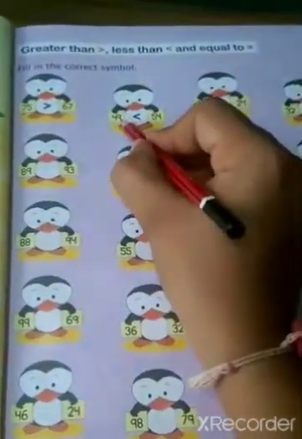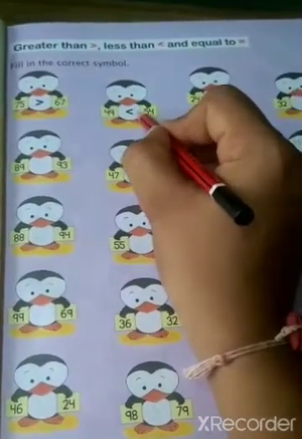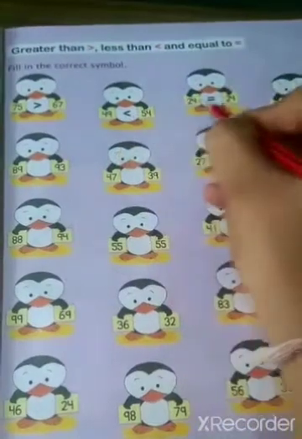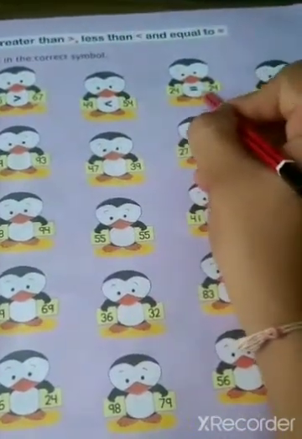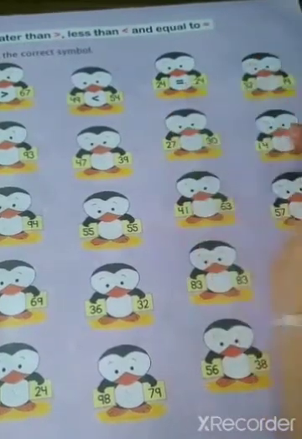That time 49 and 54. 54 is big. So you have to keep this mouth open on the big value side. 24 and 24. Both are equal values. So you have to keep the equal to sign here.